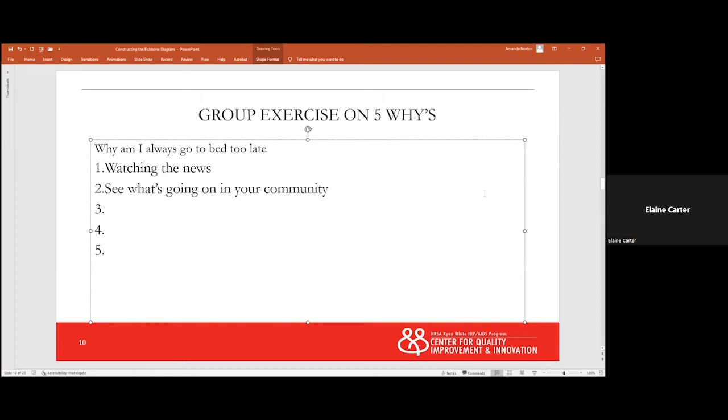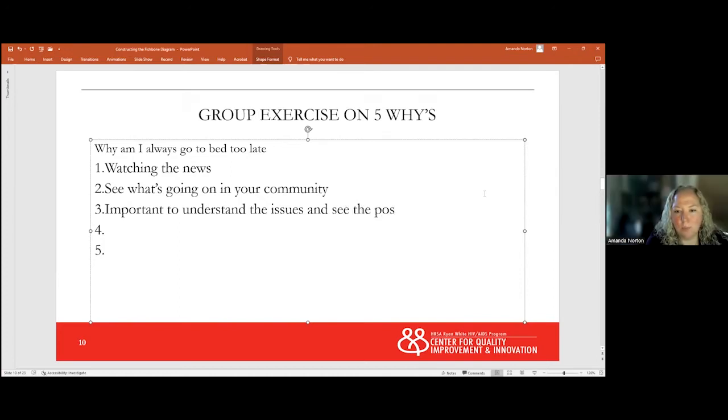to understand the issues and to see some of the positive things that are going on. And why is that important to you? To be encouraged, especially by the positive things that are going on, but to also just be aware of the issues outside of my own little neighborhood or community.